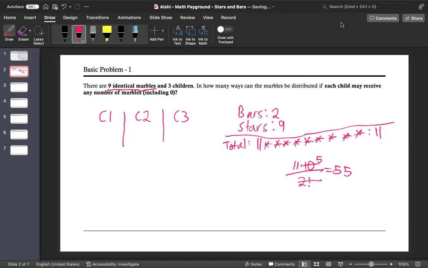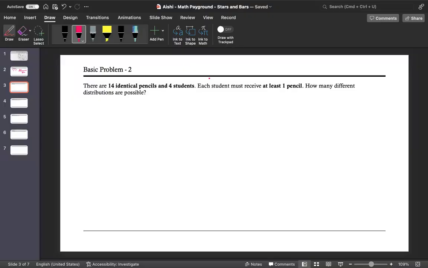Okay, we have another basic question, and then we're on to the challenge. Okay, second question. Well, second basic problem. There are 14 identical pencils and 4 students. Each student must receive at least 1 pencil. How many different distributions are possible?